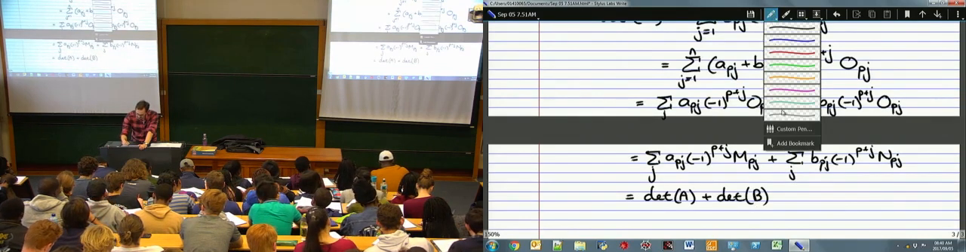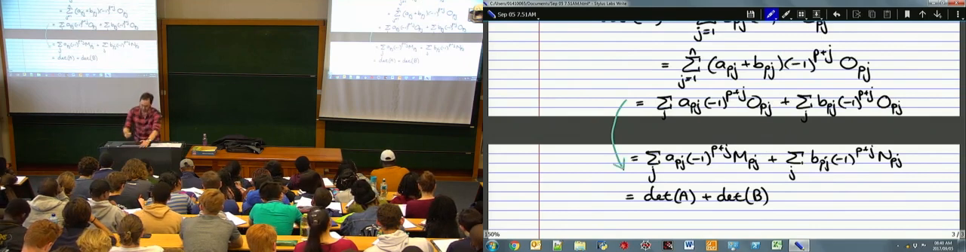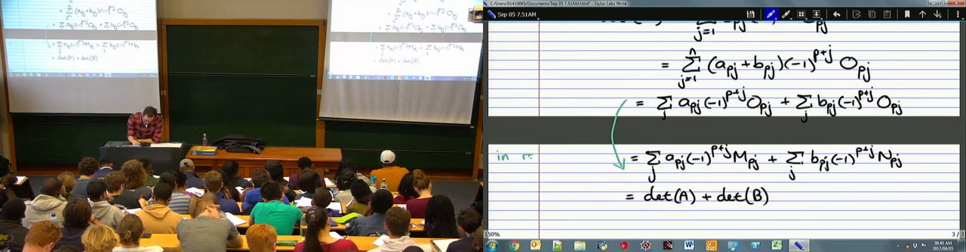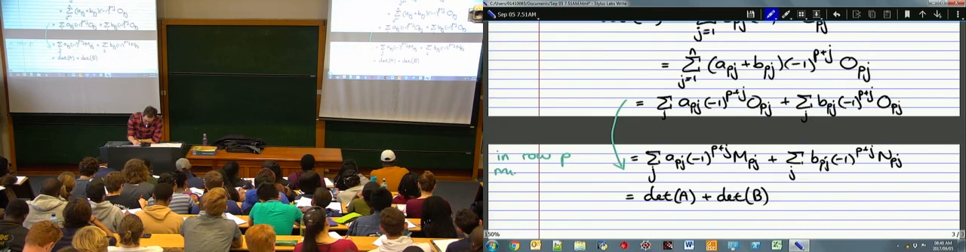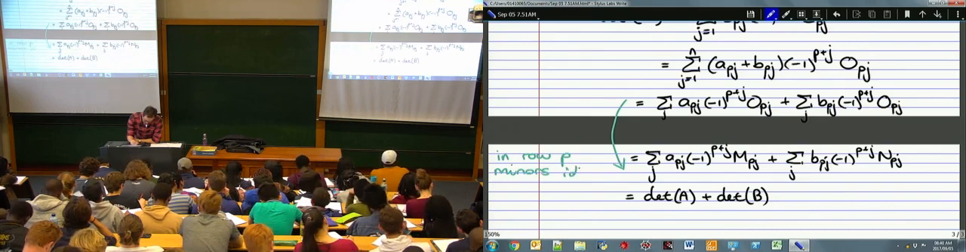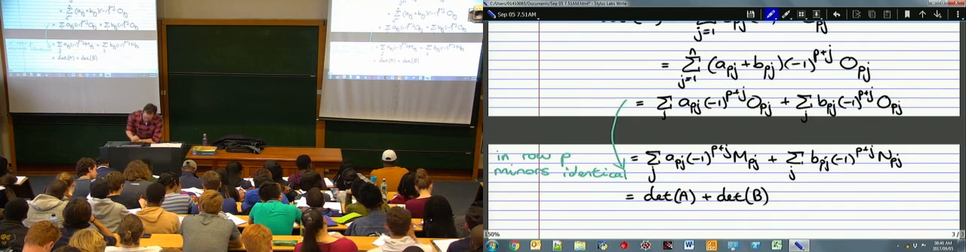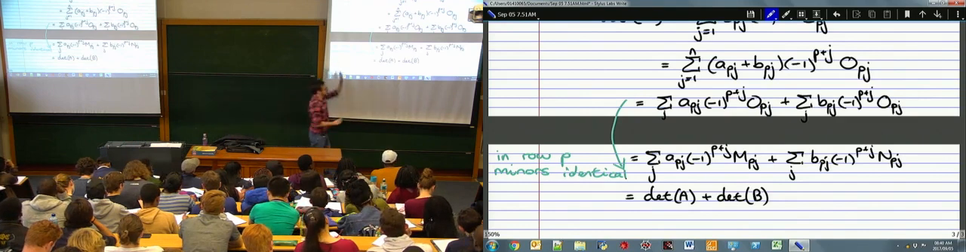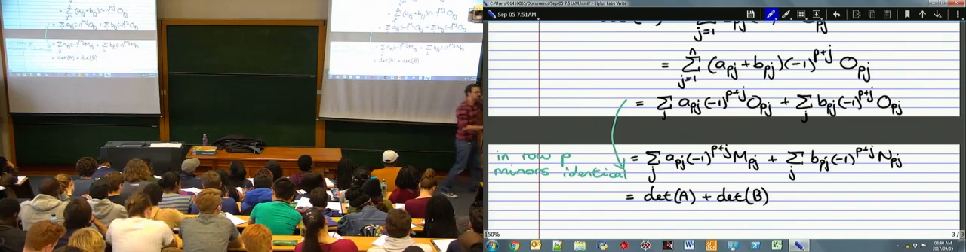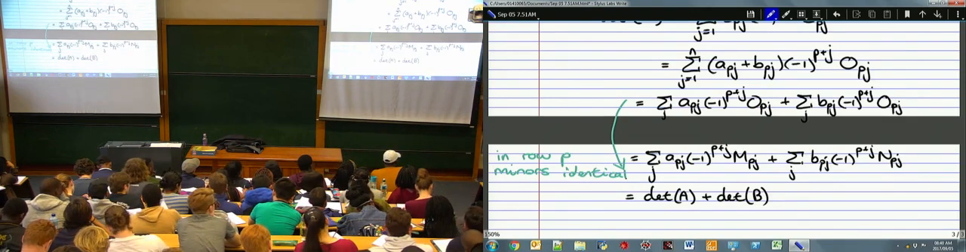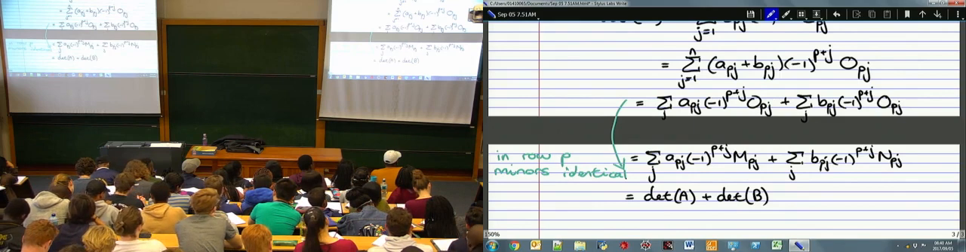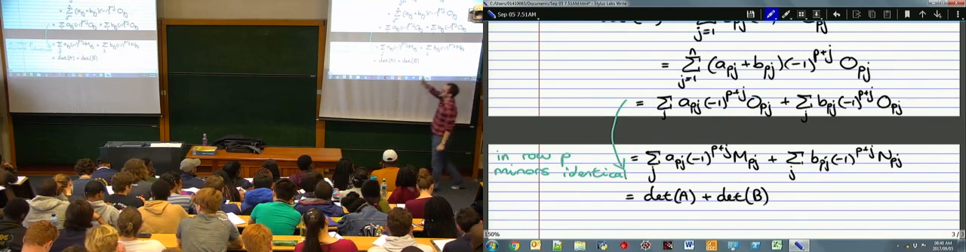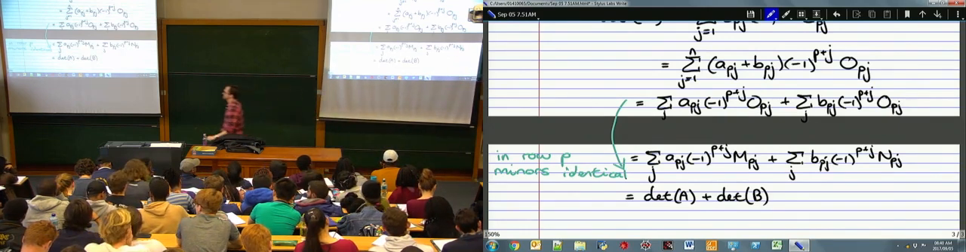And I guess maybe we should write down, this was the step where we had to pay attention. In row P the minors are identical. You know what, that's enough. I'm not going to write out the full explanation. In row P, the minors from the matrices A, B, and C are all the same, because the only differences between the matrices A, B, and C are in row P, and row P is omitted when you calculate the minors. So the determinant of C is equal to the determinant of A plus the determinant of B.